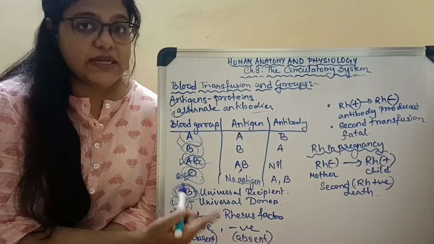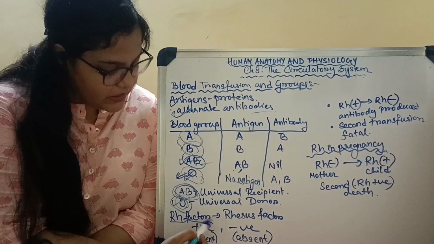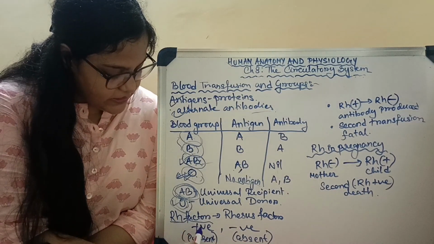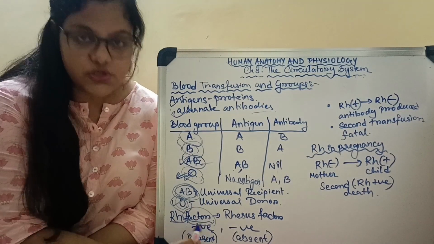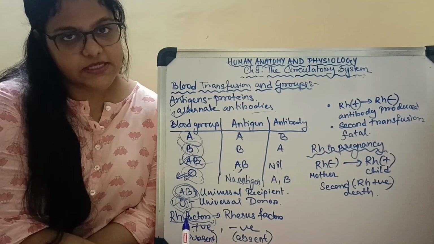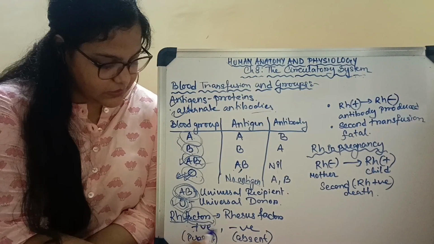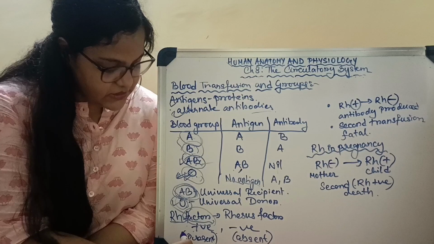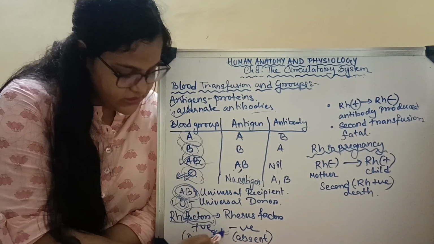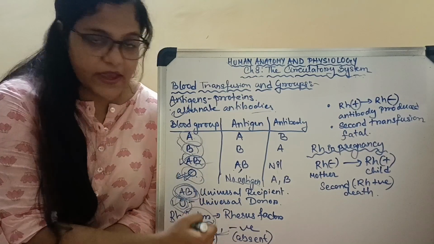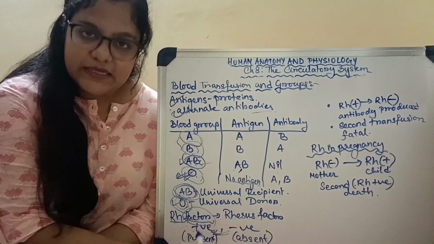Now this positive and negative comes from this Rh factor or the rhesus factor. Now why the name rhesus? Rhesus is the name because this factor was first found from a rhesus monkey, so it was named as a rhesus factor. Now if this rhesus factor is present on the RBC, then it is said to be positive. But if the rhesus factor is absent from the RBC cells, then it is said to be negative.